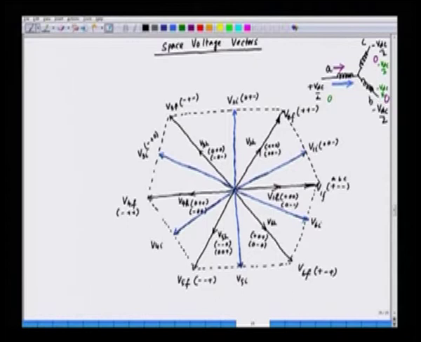Similarly, from V4F to V5F, we go from minus plus plus to minus minus plus, and the intermediate voltage vector V4I is minus 0 plus. Similarly, V5I is in between V5F and V6F. So, that is basically 0 minus plus, and V6I is between V6F and V1F, and that is plus minus 0. So, these are the 6 intermediate voltage vectors.